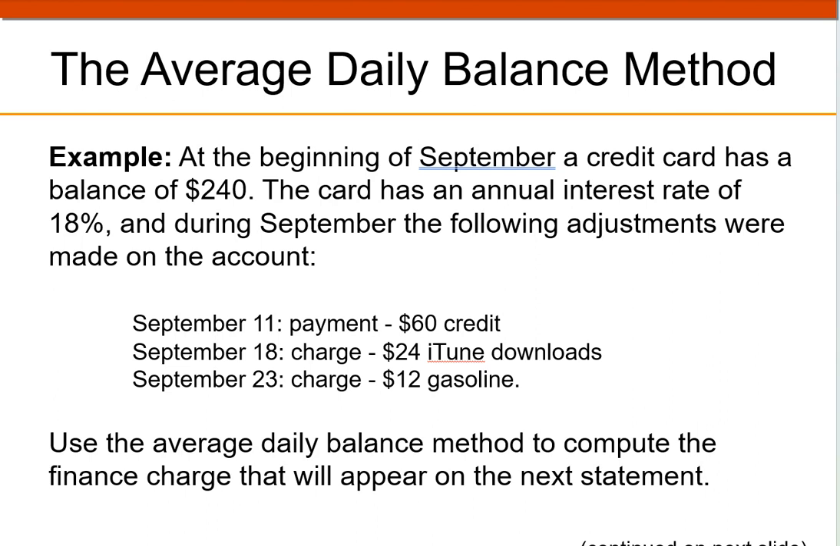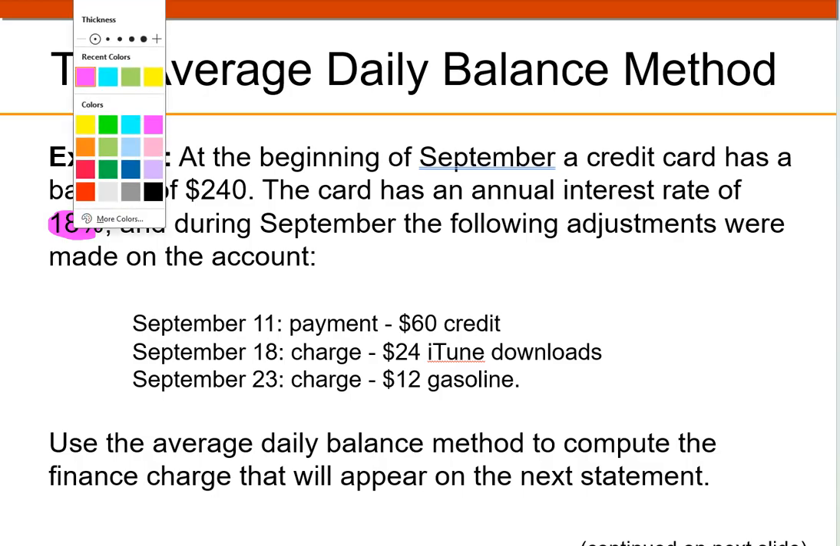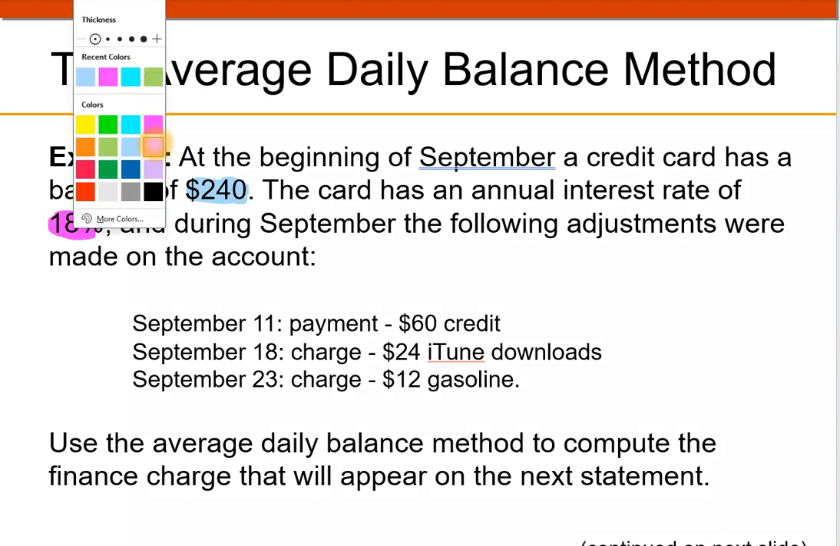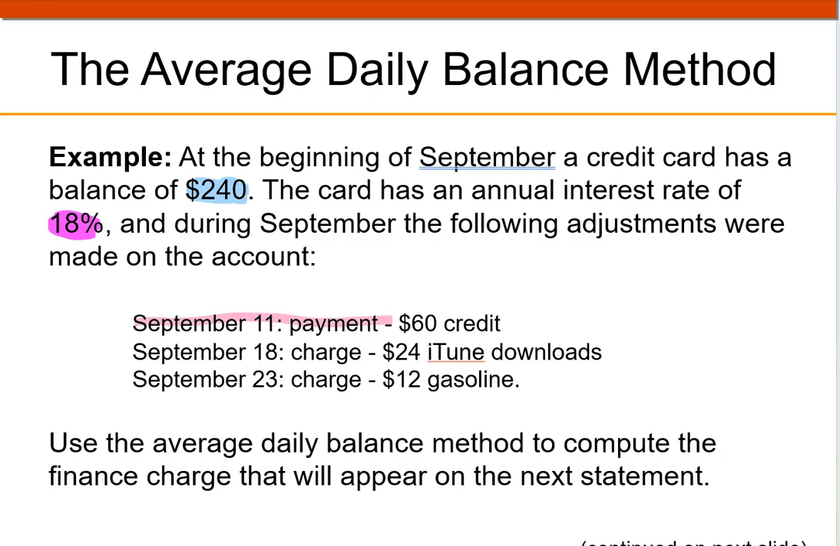So at the beginning of September, a credit card has a balance of $240. The credit card has an annual interest rate of 18%. Remember, I like to use the bright pink for that. 18%. And it had a beginning balance. Okay, so it started at $240. That's where we started. And then during September, the following adjustments were made. On September 11th, you made a payment of $60. Okay?